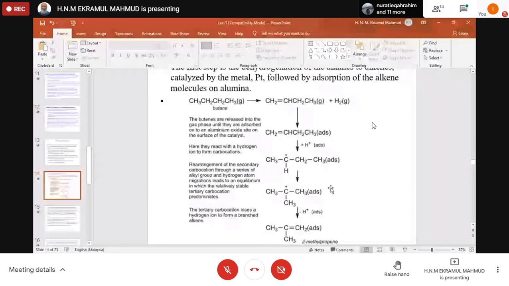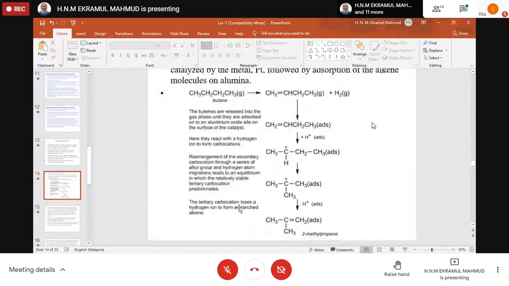Simple mechanism. This is in the presence of acid. So here they react with a hydrogen ion to form a carbocation. Then rearrangement of the secondary carbocation occurs. After that, the tertiary carbocation loses a hydrogen ion to form a branched alkene, 2-methylpropene. So it can be used as an intermediate product for producing other things, or as raw material for others.